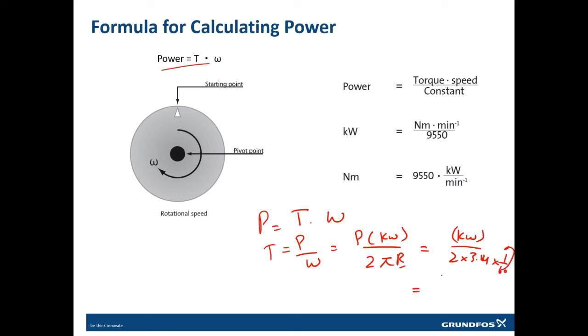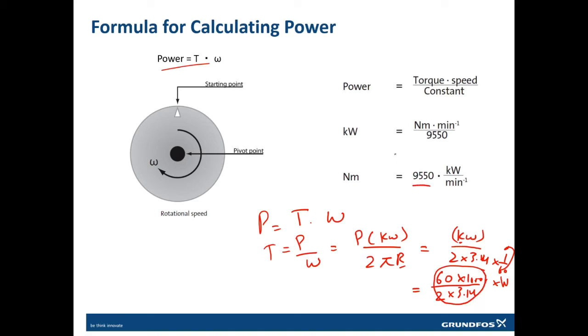So the total function will become 60 multiplied by 1000 to make it watts, because kilowatt is not the standard, the watt is. So 1000 divided by 2 into 3.14. Once you multiply all of this, you will come to this 9550.